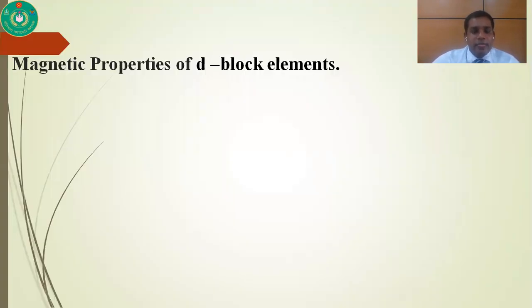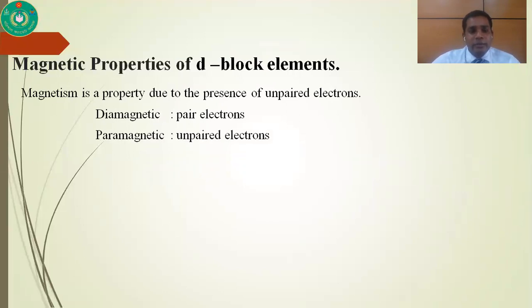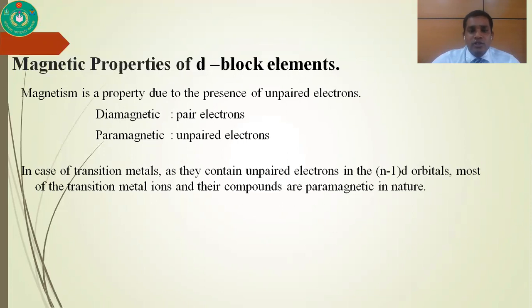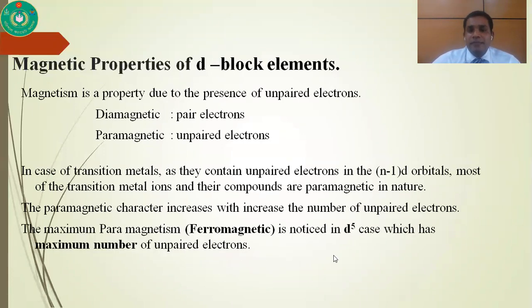Now, magnetic property of d block elements. Magnetism is a property due to the presence of unpaired electrons. When elements have paired electrons, they show diamagnetic property, and when elements have unpaired electrons, they show paramagnetic properties. So in case of transition elements, most of the transition elements have unpaired electrons in d orbitals. That's why they can show paramagnetic properties. And paramagnetic character increases with an increase in the number of unpaired electrons. So if a substance has the maximum number of unpaired electrons, this is known as ferromagnetic.